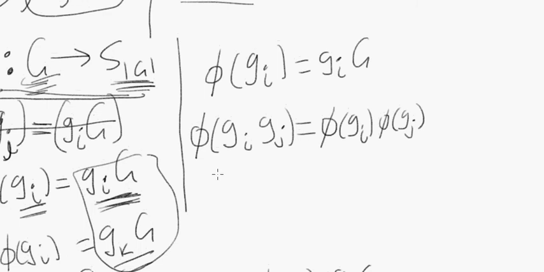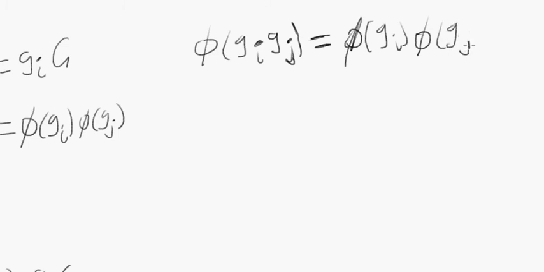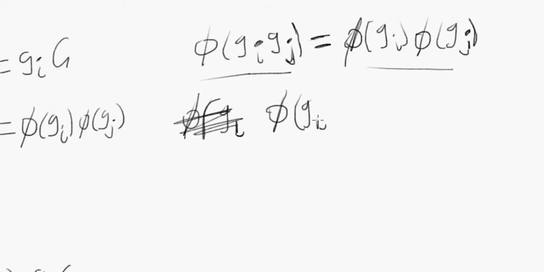Okay, let's do this part separately. So let me write it here. When I prove that phi of gi times gj equals phi of gi times phi of gj, that's what it's supposed to equal to. So we need to prove that the left hand side equals the right hand side. Well, the question is, what is phi of gi times gj?